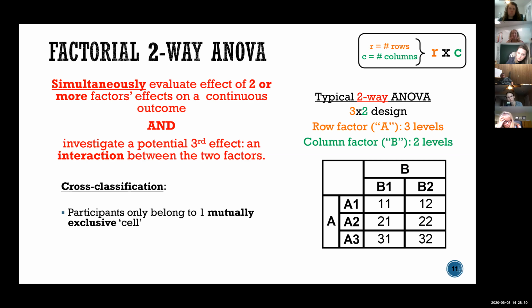So when we cross-classify, that means each person in our study belongs to one and only one, mutually exclusive, level of the row factor, and one level of the column factor. So when we did the first example slideshow, everyone had to be in 1 sleep condition. They couldn't be in 2 sleep conditions. They had to be in exactly 1. And everyone had to be in 1 stimulant condition. They couldn't be in 2, they couldn't be in 0. They had to have 1 of each. So they were in a unique combination.